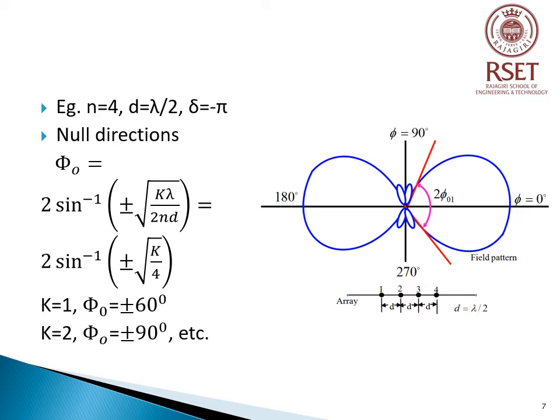For the first nulls, k equal to 1, phi naught will be 2 sin inverse plus or minus root of 1 by 4. So it is 2 into sin inverse 1 by 2. Sin inverse 1 by 2 is 30 degrees. Therefore 2 into 30 degrees is equal to 60 degrees. Similarly we can find for k equal to 1, 2, 3, etc. So we get the nulls: plus or minus 60 degrees, plus or minus 90 degrees, and plus or minus 120 degrees. As seen from the figure, we have 6 nulls for an end-fire array.